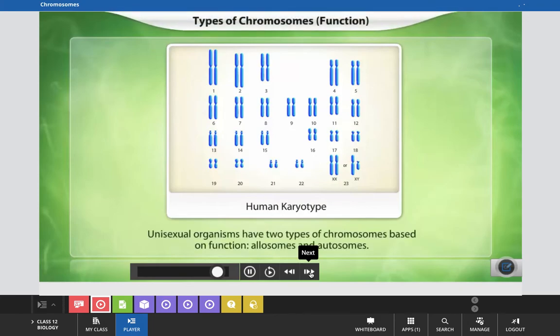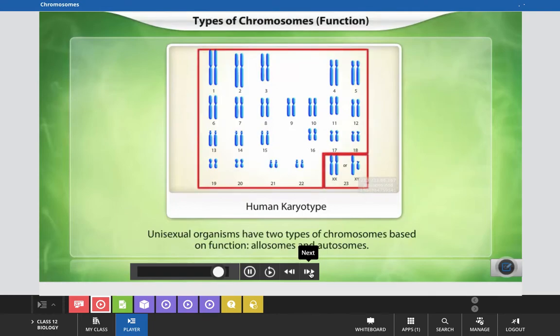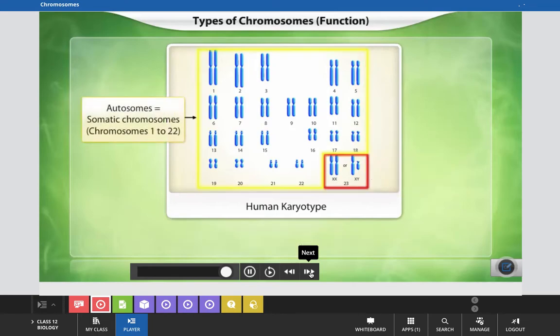In unisexual organisms, there are two types of chromosomes based on their function. Allosomes are the sex chromosomes. They determine whether an organism will be male or female. Autosomes are the somatic chromosomes. They carry genes for all the other characteristics of the organism except sex determination.